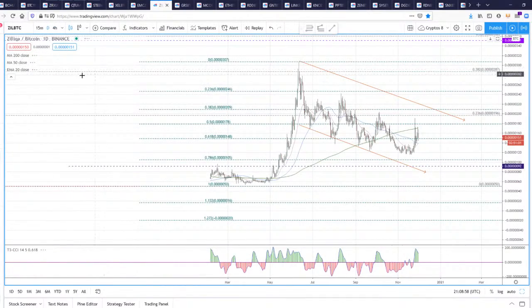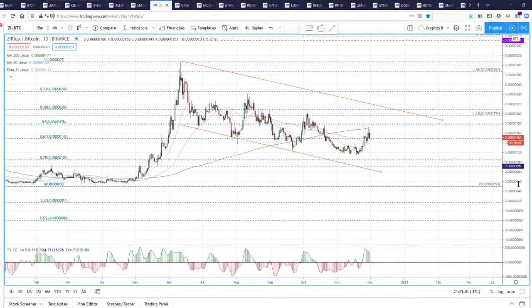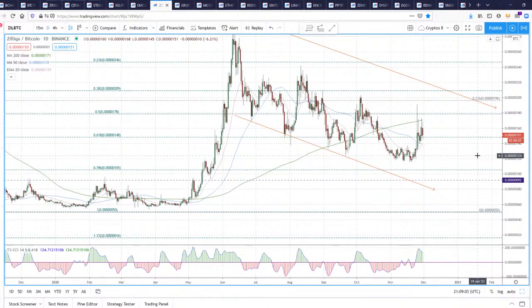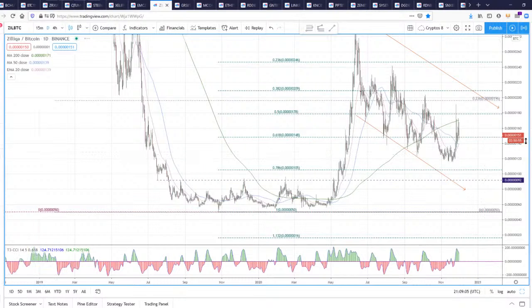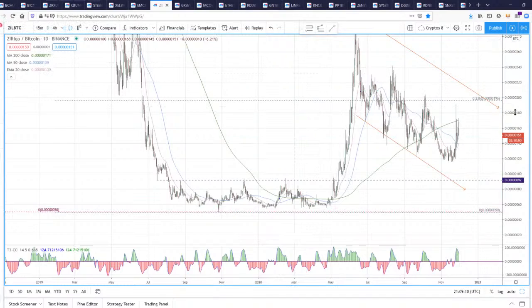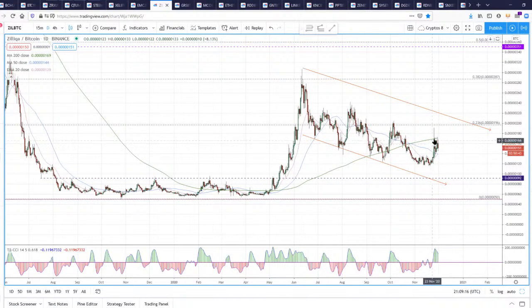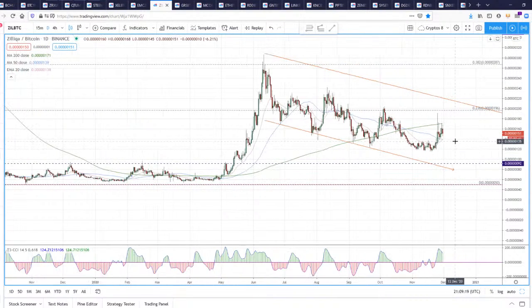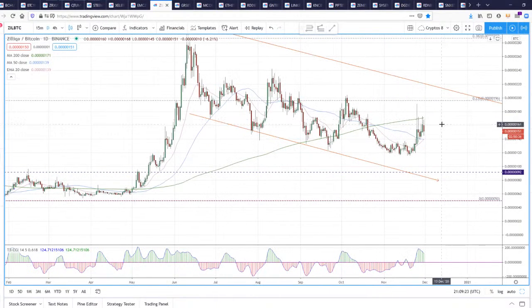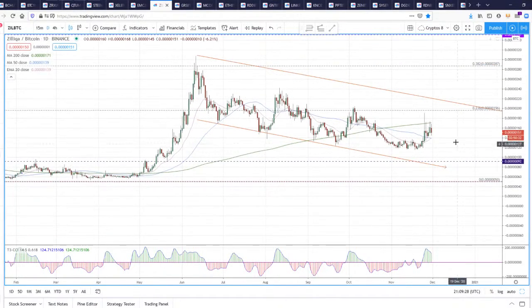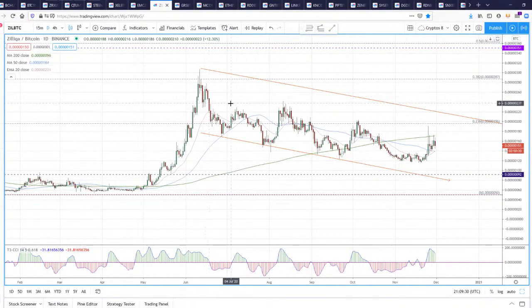Zilliqa. So it's pretty clear, I think, in this one. First of all, I don't think these fibs are what the market is looking at, so we'll take them away. But it's pretty clear that this 200 moving average is what's holding us back at the moment. We're above the 20 and the 50, so we're in that kind of consolidation area. We really do need to break this 200 moving average to be making headway going up from here.